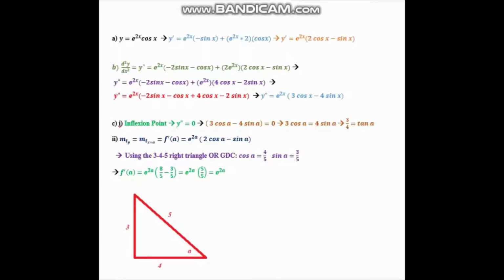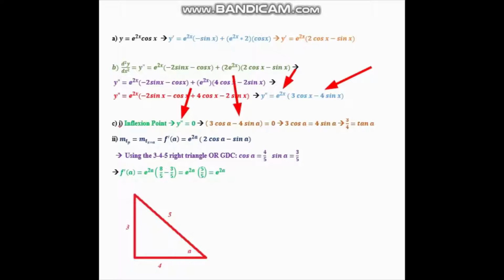So we begin by the key word in the question, which is that there is an inflection point. So what do we know about inflection points? We know that the second derivative, y double dash, has to be 0 at an inflection point. So I have an expression for the second derivative right there, and I shall set this equation to 0. And since we know that e to the power of 2x can never equal 0, we don't really need to include it in the equation. So I just get 3 cosine A minus 4 sine A equals 0, where A is the value of x at the point of inflection.